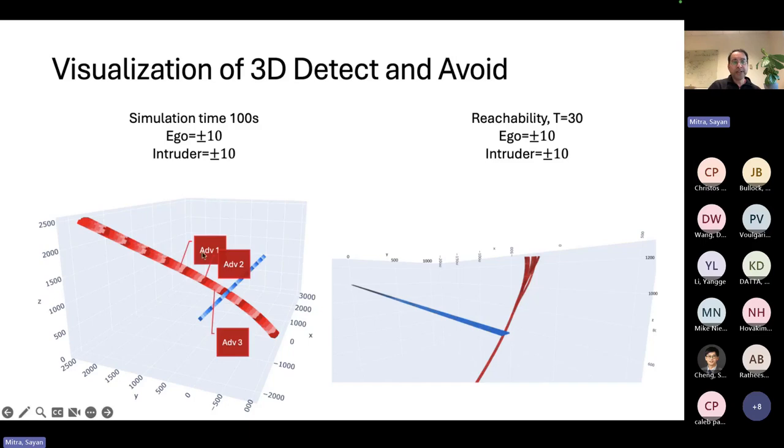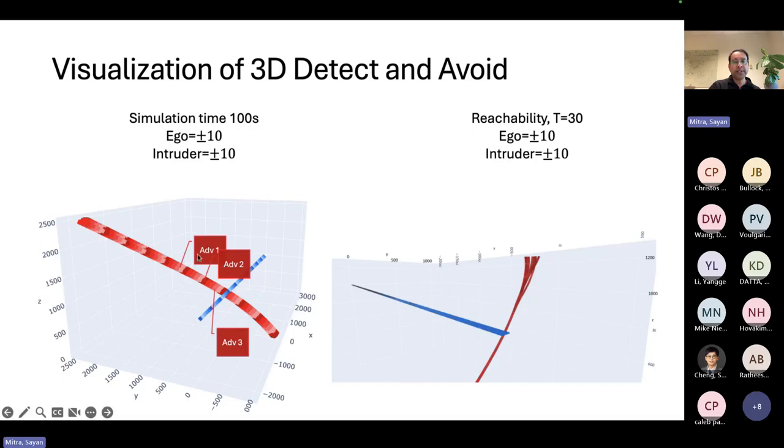Okay. So we have some early thoughts on how this might look. So here's an annotated plot in 3D. Similar scenario, there's an intruder in blue, and then there's the ego vehicle in red. But this is a plot in three-dimensional space. Again, the left-hand side plot is a simulation. The right-hand side is a reachability analysis. What we have done here is added some annotations manually to give you a sense of what the final visualizations might look like and also to solicit some feedback.